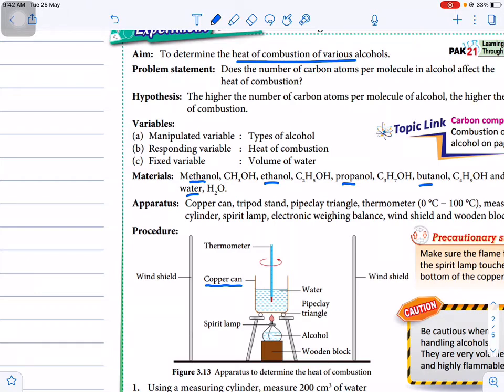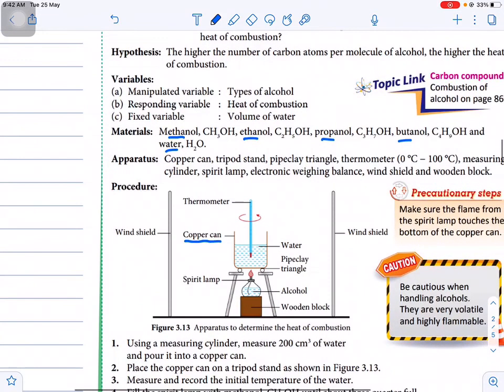we put the water in the copper can. Okay, and then below the copper can we put the pipe clay triangle. Okay, it is round, it is like this. Okay, we don't use the wire gauze, we use the pipe clay triangle, and then we put the alcohol in the spirit lamp, and then we use the wooden block. Okay, so 1, 2, 3, 4, all these 4 steps are really important.